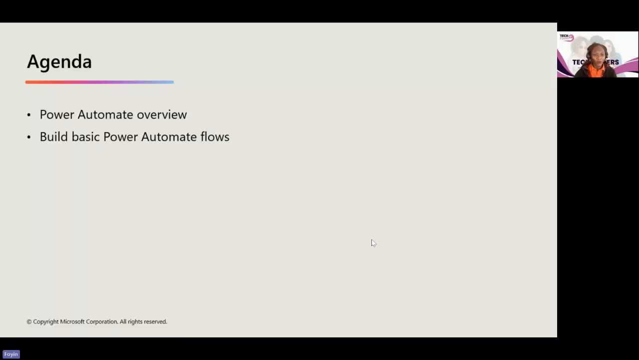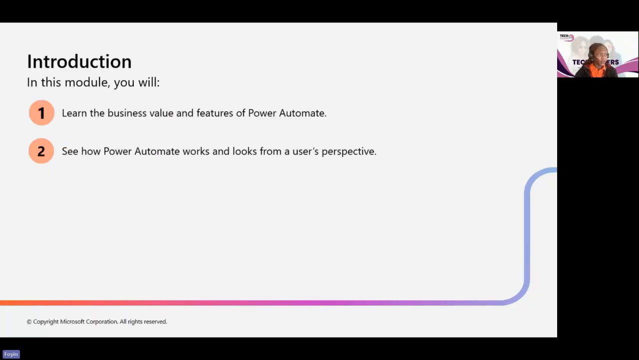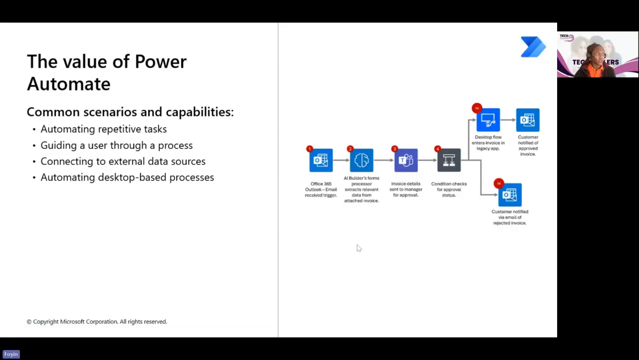Let's get started. Talk about Power Automate. What does Power Automate do, right? Today we're going to learn about the business value of Power Automate and how it works from a user's perspective. What's the value of Power Automate? Why do we need it? Why do we need to learn it? What's the purpose? There are some common scenarios listed on the screen which you can use Power Automate to achieve. Number one is automating repetitive tasks, right?